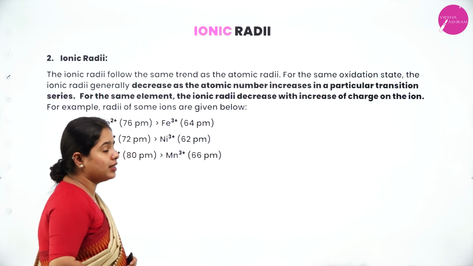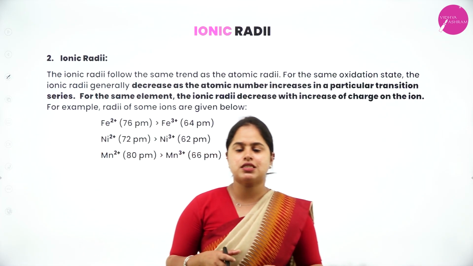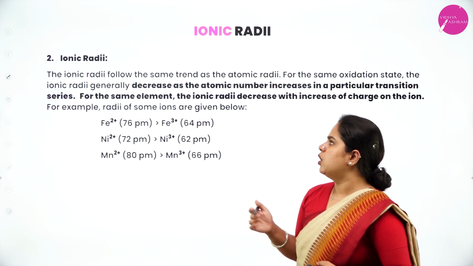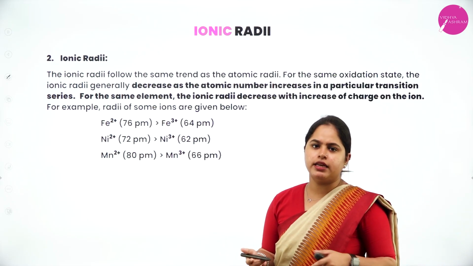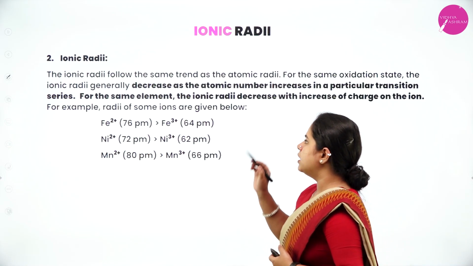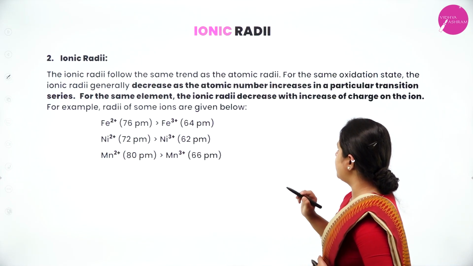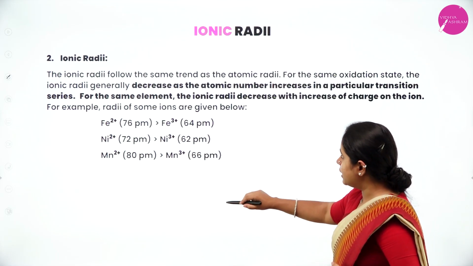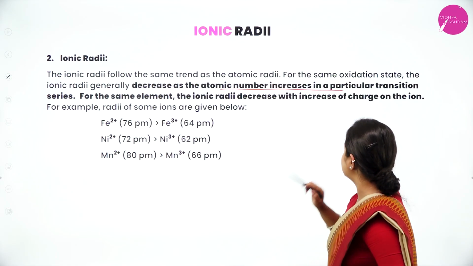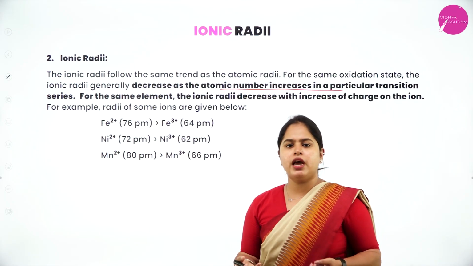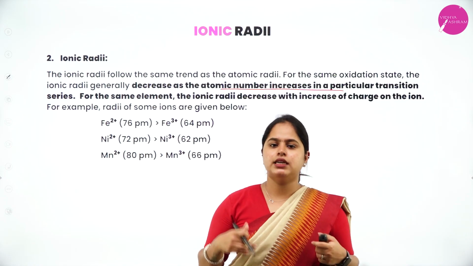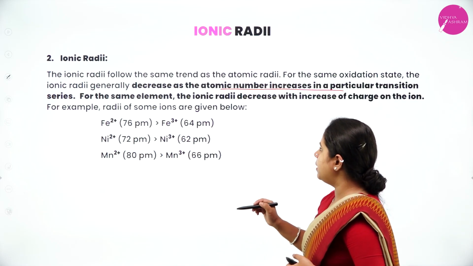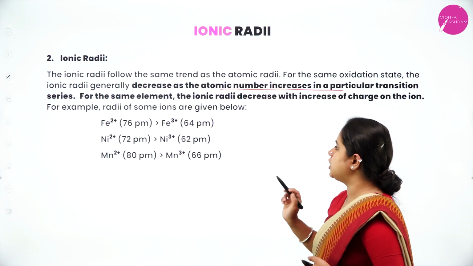Now moving on to the next one, that is ionic radii. We just discussed atomic radii. The same goes with ionic radii as well. Ionic radii is the radius of the ions. The ionic radii follow the same trend as the atomic radii. For the same oxidation state, the ionic radii generally decrease as the atomic number increases in a particular transition series. So generally, as the atomic number increases, the ionic radii will decrease. For the same element, the ionic radii decrease with increase of charge on the ion.